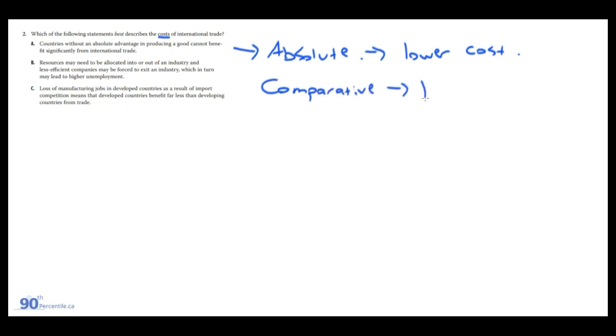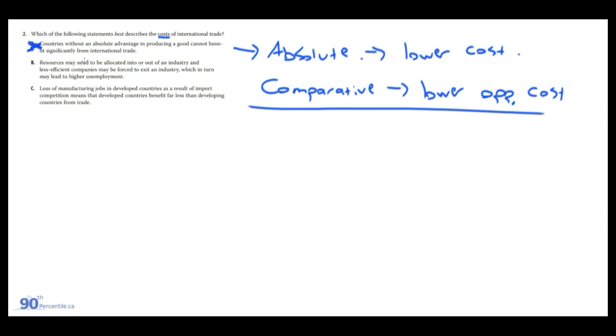Which of the following statements best describes the costs of international trade? A, countries without an absolute advantage in producing a good cannot benefit significantly from international trade. That's incorrect. If they don't have an absolute advantage, which is being able to produce a good at a lower cost than another country, they could still have a comparative advantage, which is producing the good at a lower opportunity cost. In this case, the country could benefit from international trade. We'll get into an example of that in a bit, but this is not the answer.